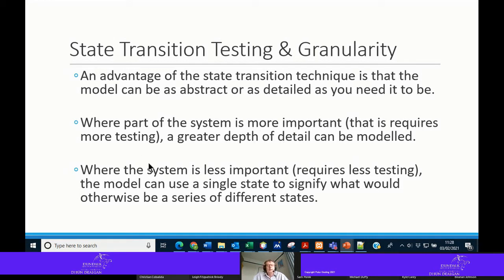So if you're looking at actually getting access to the account, you might want to look at that in a little bit more detail, to see where there might be flaws in it. And where the system is less important, it requires less testing. If you think of it in terms of an ATM, you're testing the machine. Getting access to the account and actually swallowing the card are two different things, in terms of there's mechanics and so forth associated with swallowing the card.